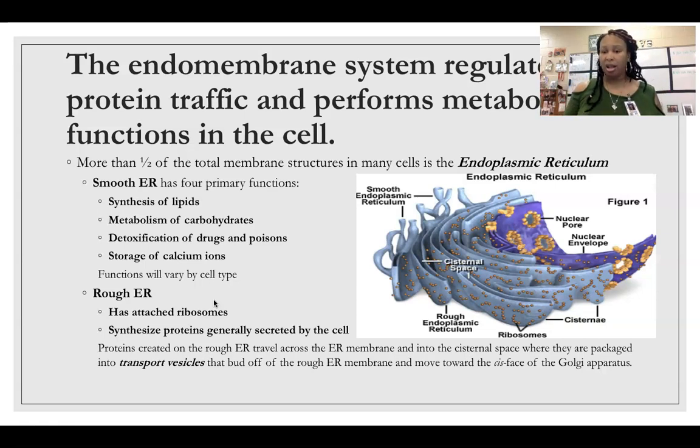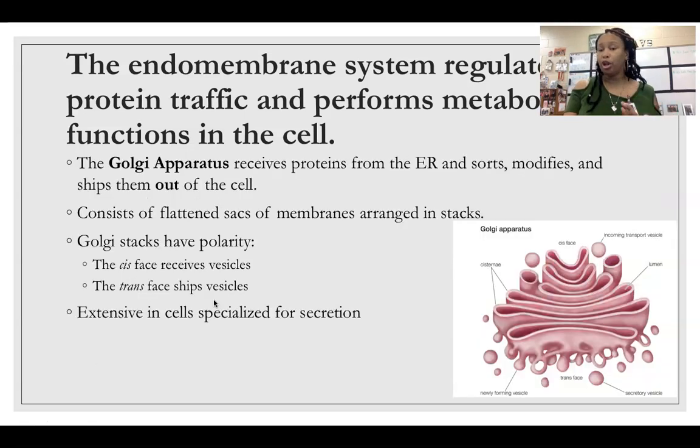Your rough ER is going to have attached ribosomes to it, and its job is typically to synthesize proteins that are going to be secreted by the cell. So you would see more rough ER in areas like where you have saliva glands or oral glands and things like that, where the stuff is going to be secreted from the cell. Proteins synthesized on the ER are usually transported to the Golgi apparatus.